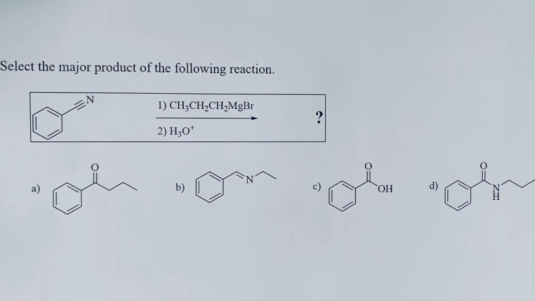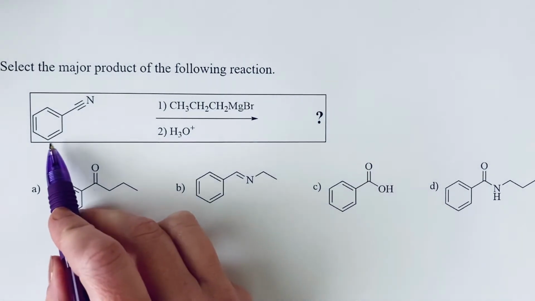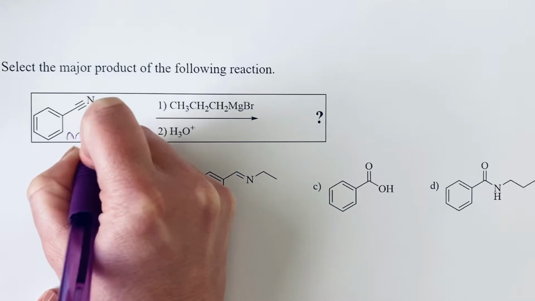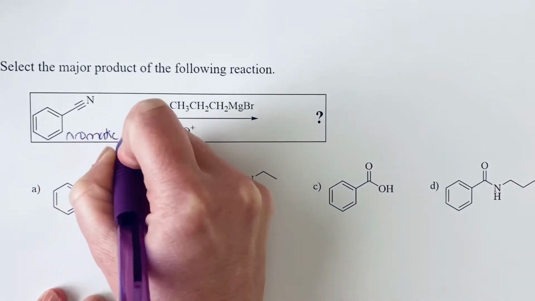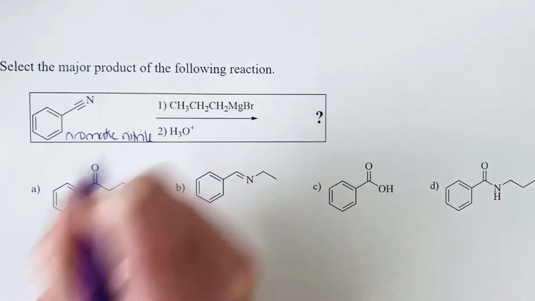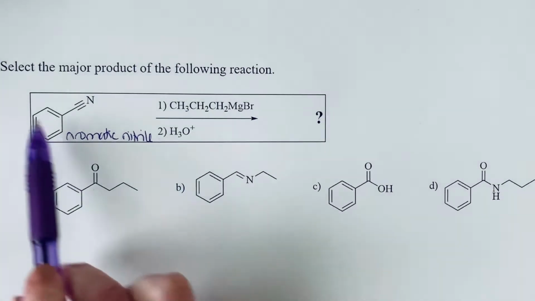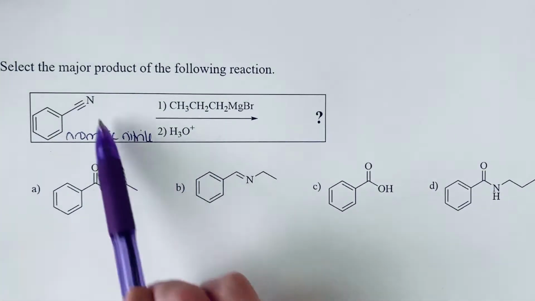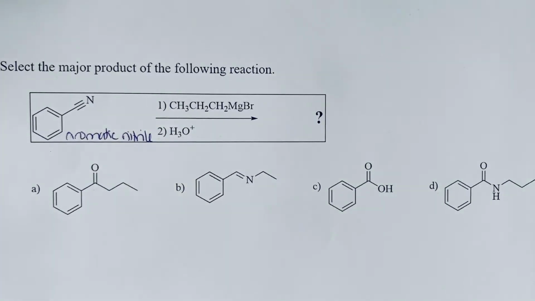Select the major product of the following reaction. So if we look at this reaction, we see that we are starting with an aromatic nitrile. And we know that we haven't seen reactions of an aromatic ring yet, so we are probably going to be considering what's taking place with this nitrile. And so let's take a look and see what we are reacting it with.